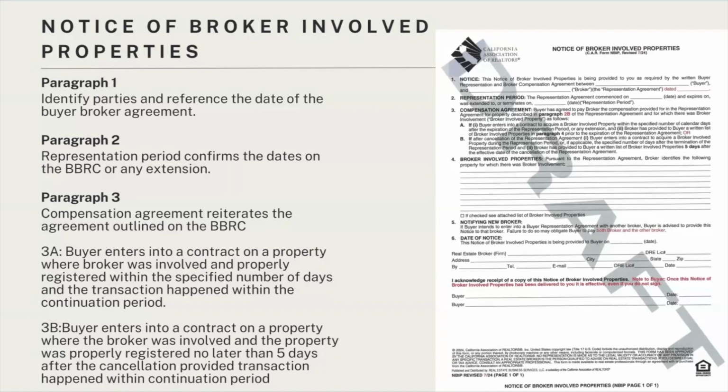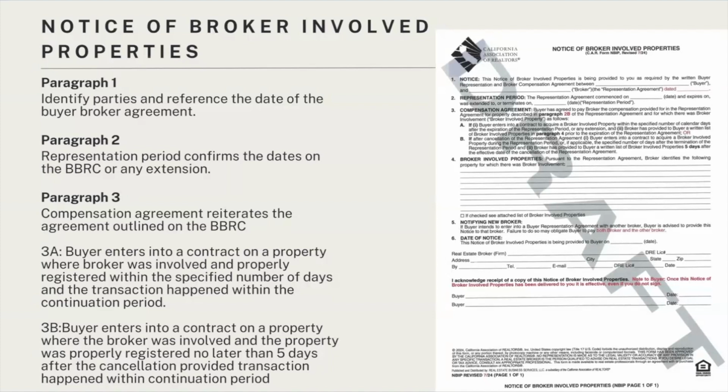And it needs to be delivered prior to the expiration of any agreement or within 5 days of any cancellation of a buyer broker agreement. So paragraph 1, again, identifies the parties, the broker and the buyer, and it references the date of the buyer broker agreement. Paragraph 2, the representation period confirms the dates in the buyer broker agreement or any extension. And then paragraph 3 talks about the compensation agreement, and it reiterates the agreement outlined in the BBRC. So it's putting the buyer on notice. Hey, I'm due something if you do something within the terms of our buyer broker agreement.